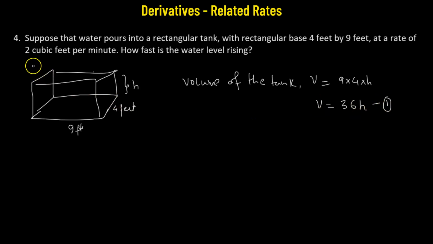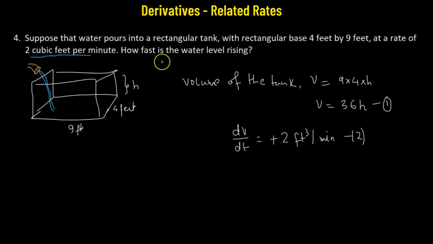Now there's water that's flowing into this particular tank. So let's say this is flowing into the tank with a rate of 2 cubic feet per minute. So that means the rate of change of volume in the tank is given as positive, because it's filling up the tank. It's 2 cubic feet per minute. Equation number 2. Now the question is, how fast is the water level rising?